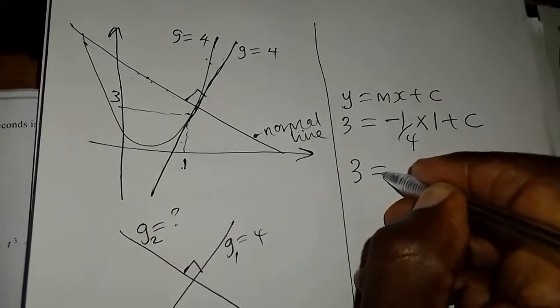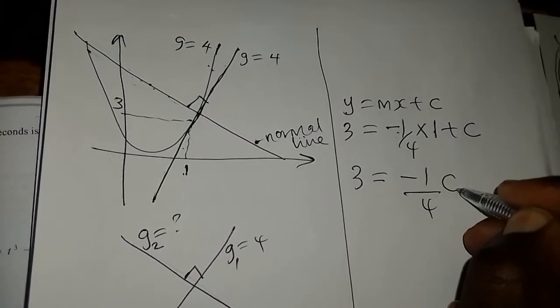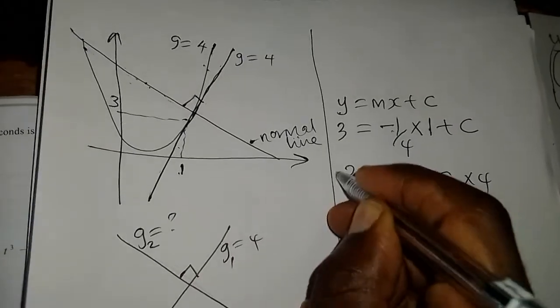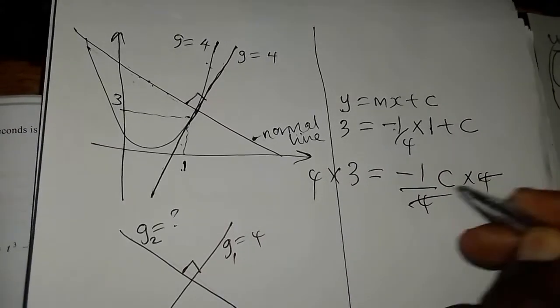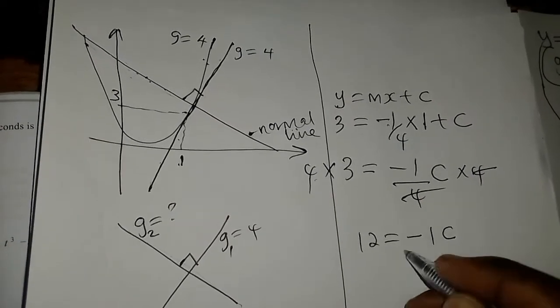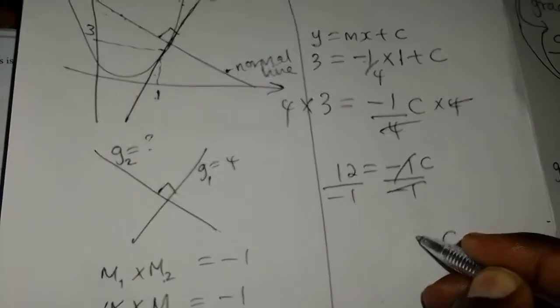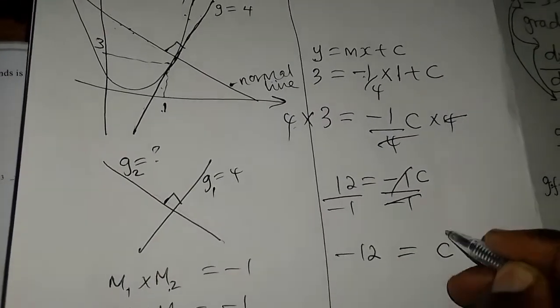So you have 3 is equal to negative 1 times 1 over 4, plus c. So you can say times 4, then times 4, so this and this will disappear. So 12 is equal to negative 1c. If you divide by negative 1, divided by negative 1, that means c is equal to negative 12. So our c is negative 12.